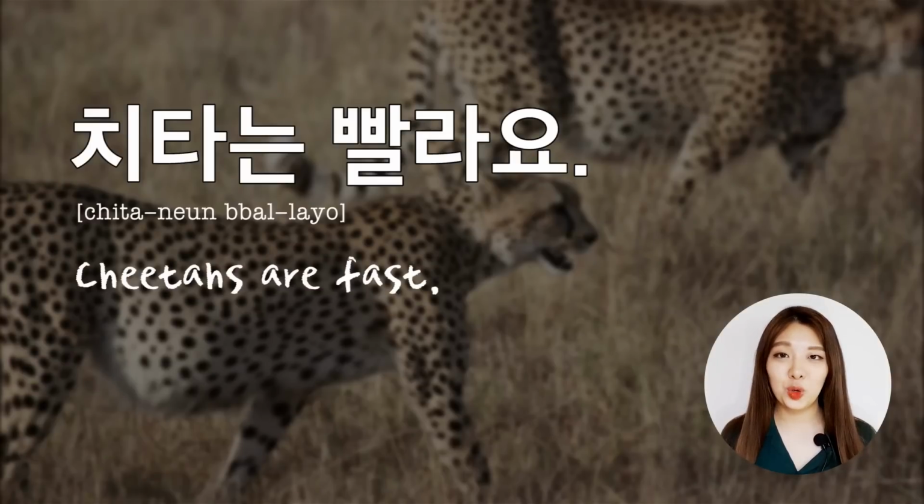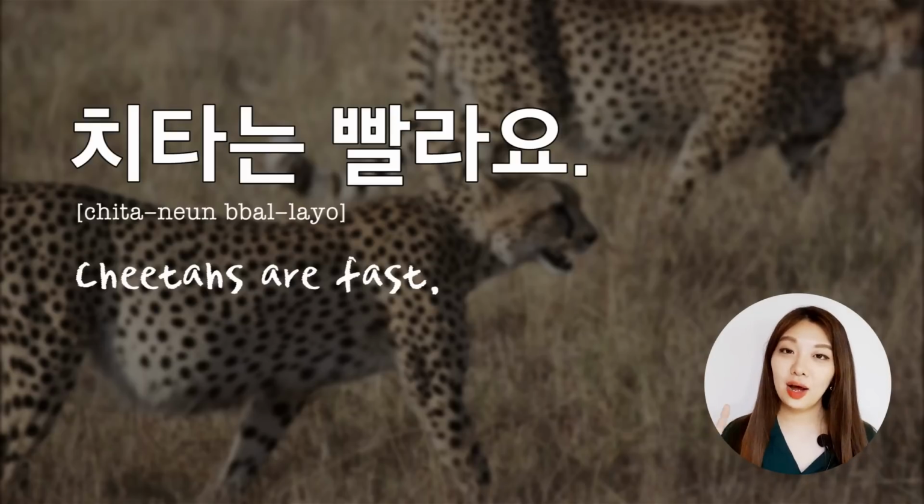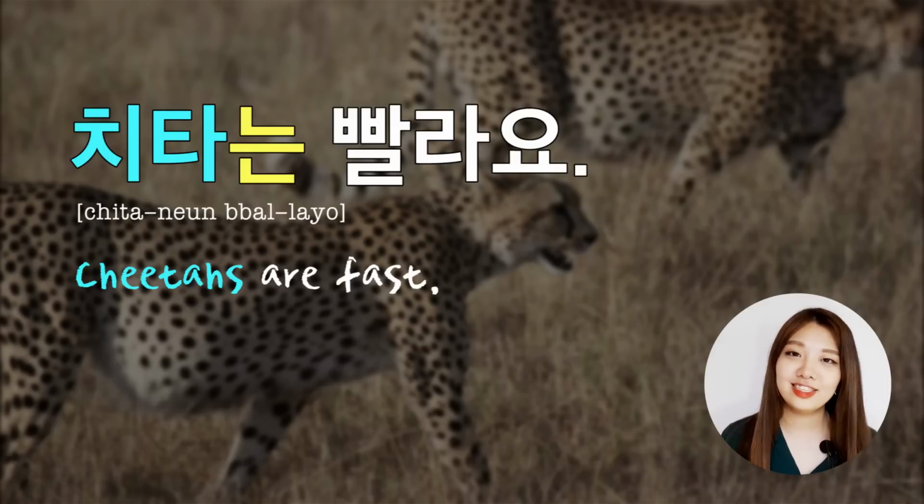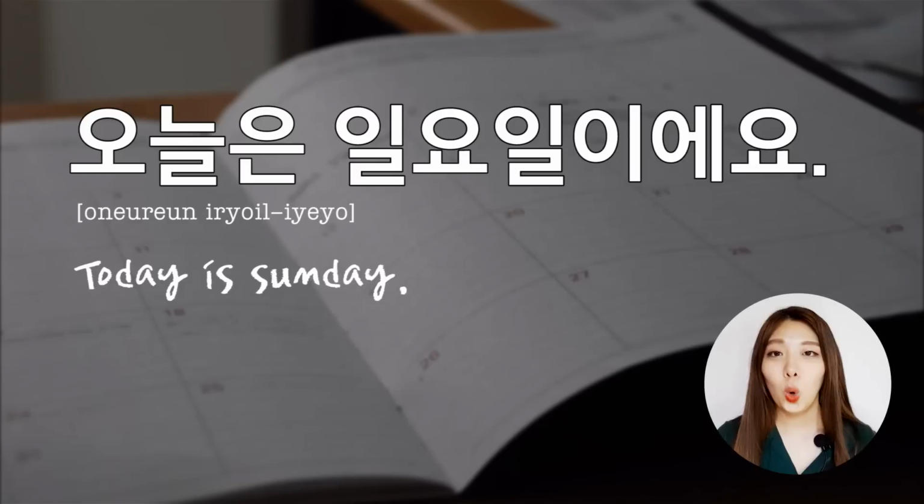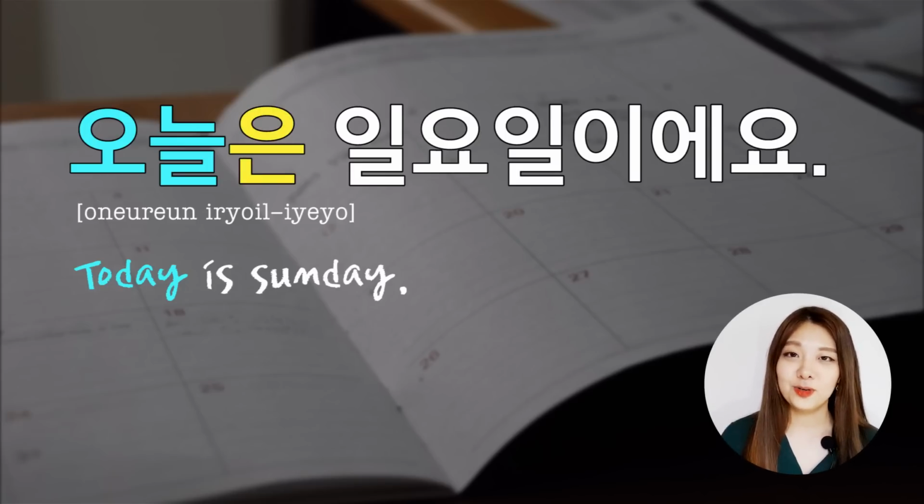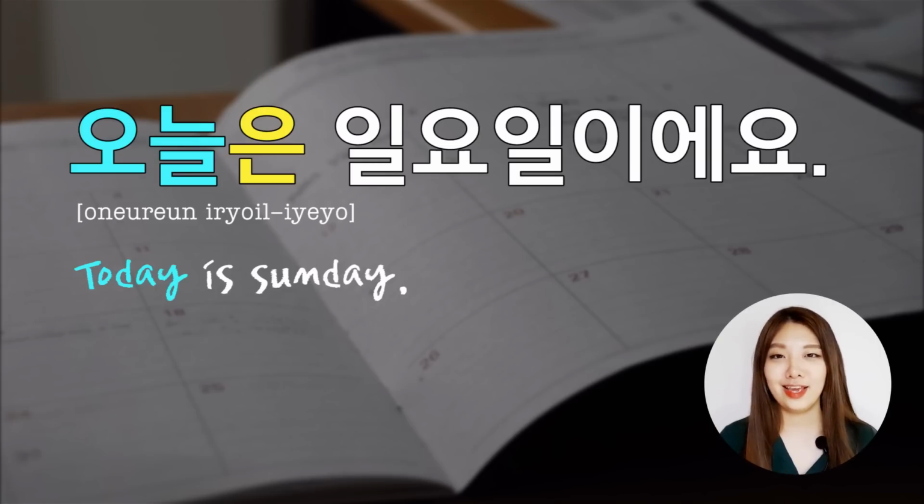What about this sentence? 치타는 빨라요. Cheetahs are fast. The main topic is cheetah, and it's a general fact, so you have to use 는. 치타는 빨라요. And what about this? 오늘은 일요일이에요. Today is Sunday. We are talking about today, 오늘, and everybody knows today is Sunday, right? So 은 should be attached. 오늘은 일요일이에요. Great.